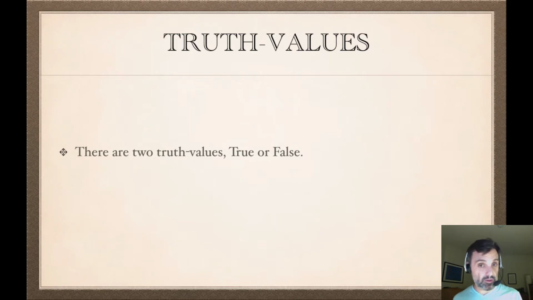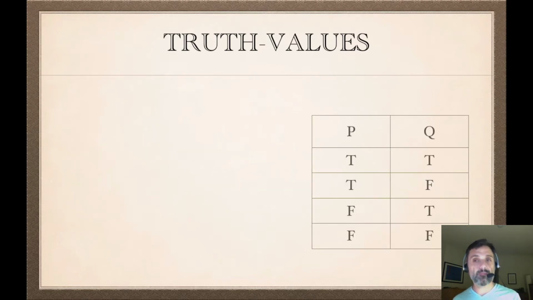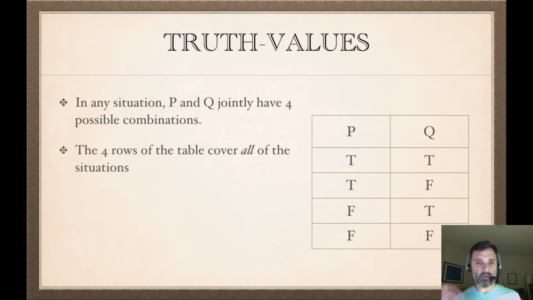Now remember, there are two truth values for us, true or false. And in each situation, each sentence has exactly one truth value. These are substantial assumptions, but we're assuming them. That means that in any situation, P and Q jointly have 4 possible combinations of truth values. They could both be true, they could both be false, one could be false and the other true, or the second true and the first false. And so the 4 rows of this table cover all of the possible situations. In any possible situation, no matter what, we're assuming falls onto one of those 4 rows, because P is either true or false, and Q is either true or false. So we know you're on one of those rows.